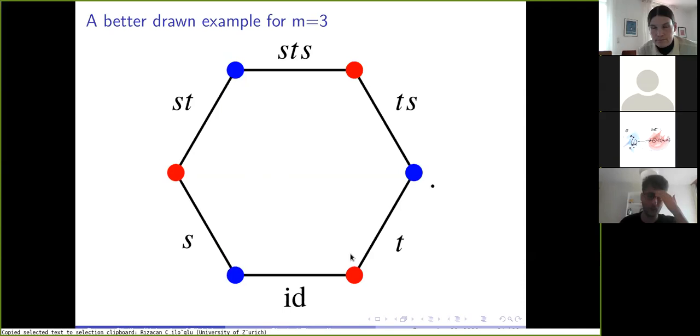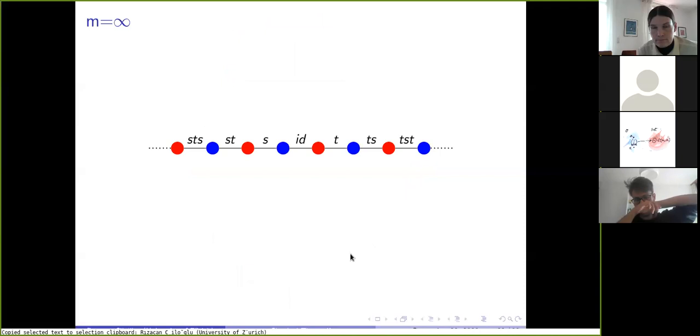And let's see what it looks like for the case M equals infinity. And it's this. Maybe this shouldn't surprise you because we've already seen an example where the line integral points was actually the infinite dihedral group. And why this happens is essentially because there's no braid relation here. There's not, because it's not of finite order. So you cannot close the loop, basically. It has to go on forever.